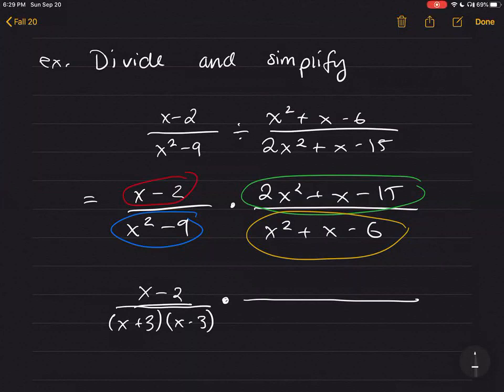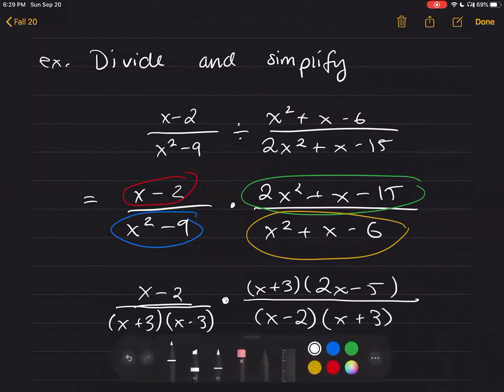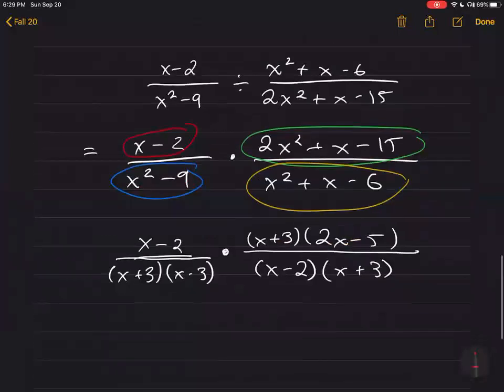And eventually you'll get that this top one is x plus 3 times 2x minus 5. And this bottom one turns out to be x minus 2, x plus 3. And you can go ahead and confirm that yourself if you'd like more factoring practice. And now we can look at some factors and we can cancel. And we can cancel because we've got that multiplication there, right?